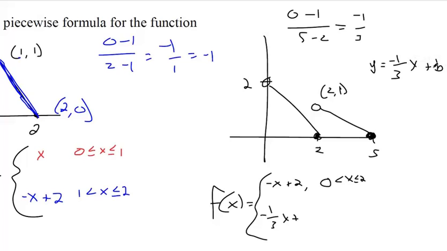We don't know what the b is. So to find b, we can plug in either of these 2 points. I'm going to plug in 5, comma 0. Plug in any point that's supposed to land on this line. 0 in for y, 5 in for x.